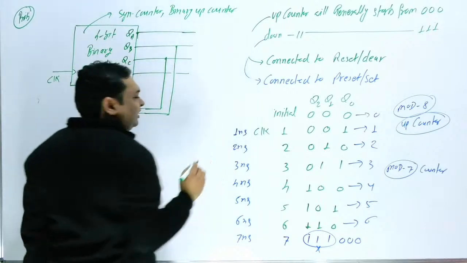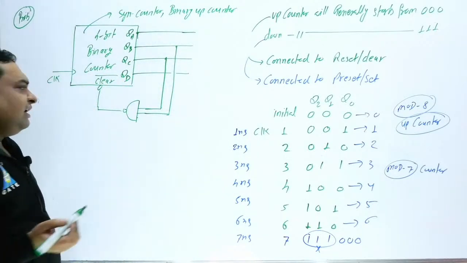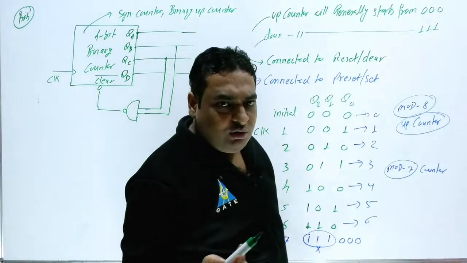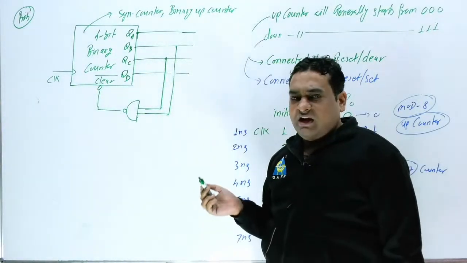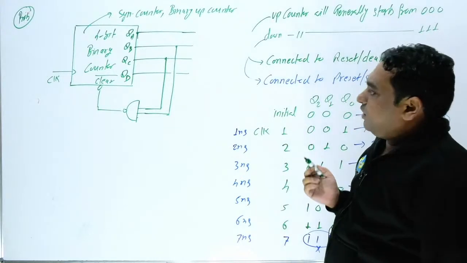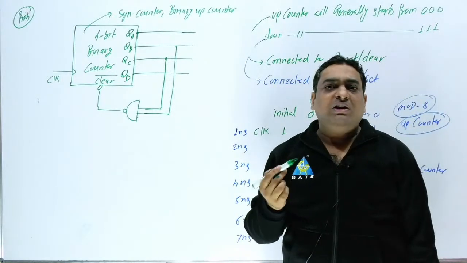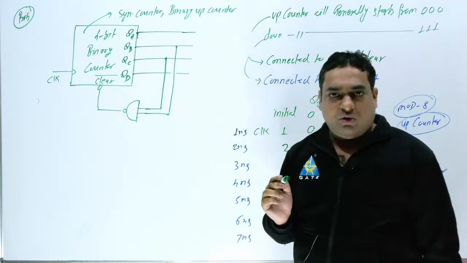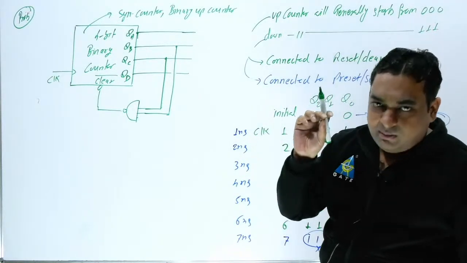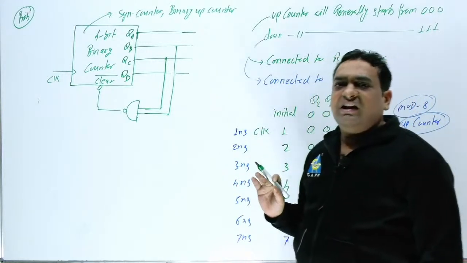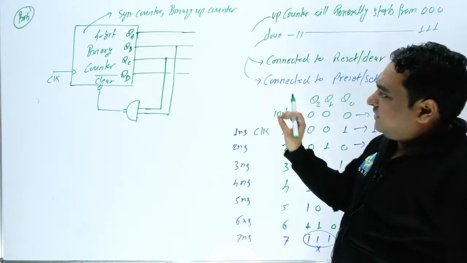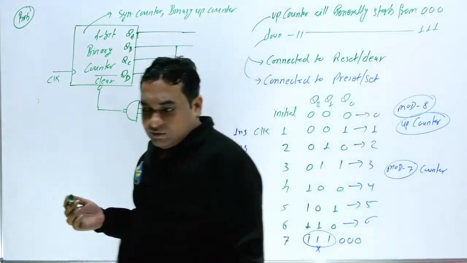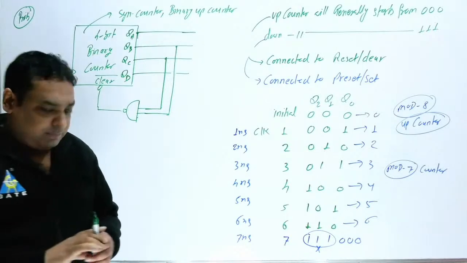Suppose they do not mention up counter, we can also assume yes, this is connected with clear. So if the examiner does not say up counter, it will again be an up counter. First, solve the problem using an up counter. If you are not getting the answer, then you can assume a down counter. But I tell you, in 99% of cases, if this is connected with clear, it will be an up counter. So either the examiner will provide it or will not provide it.